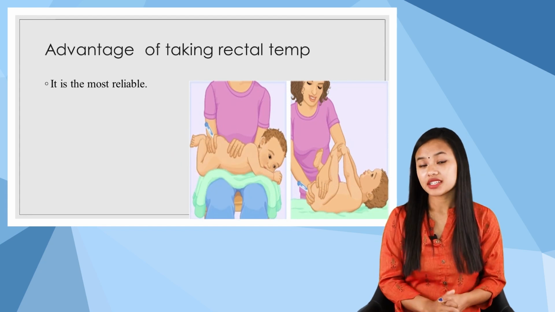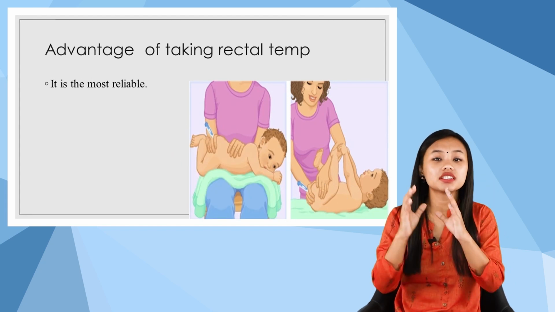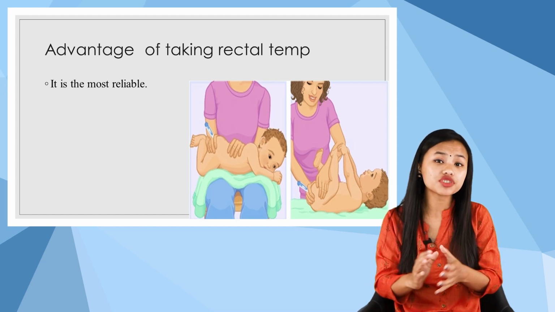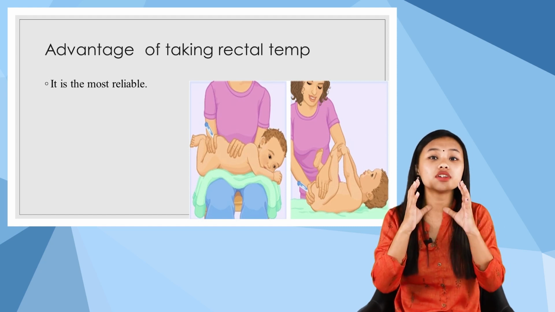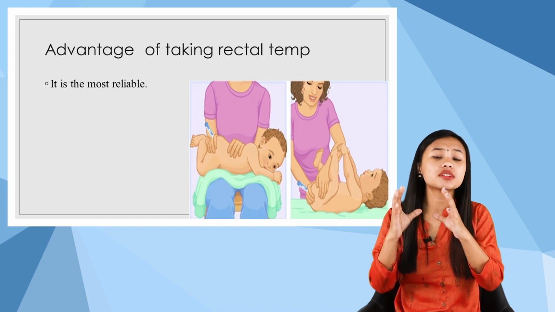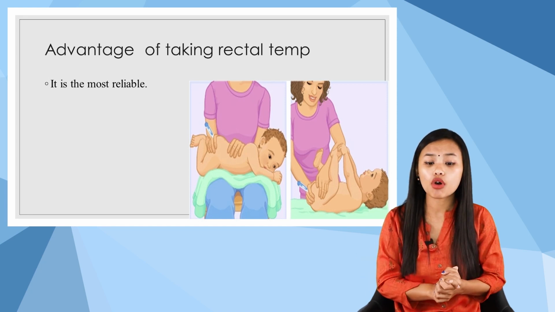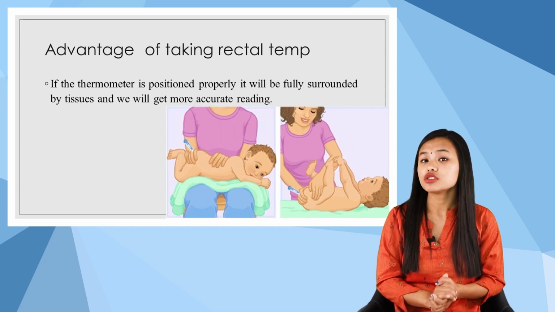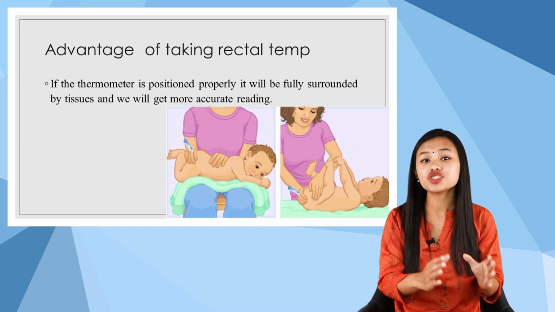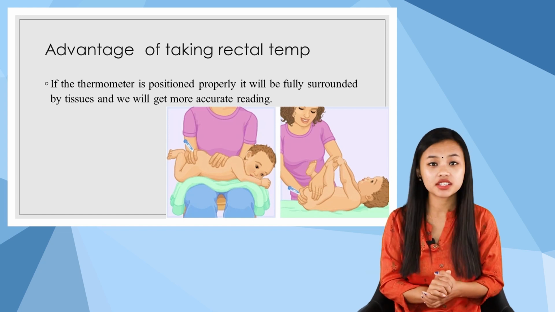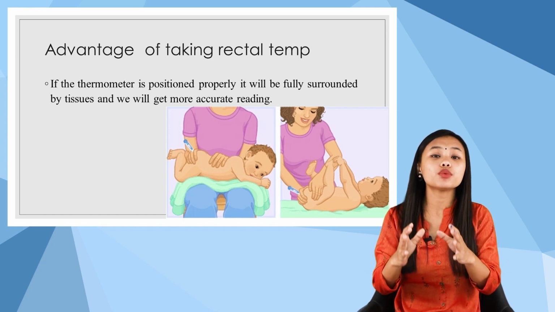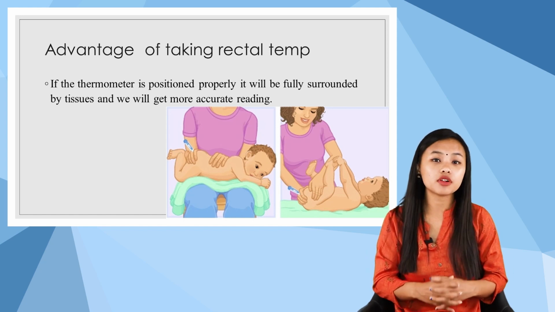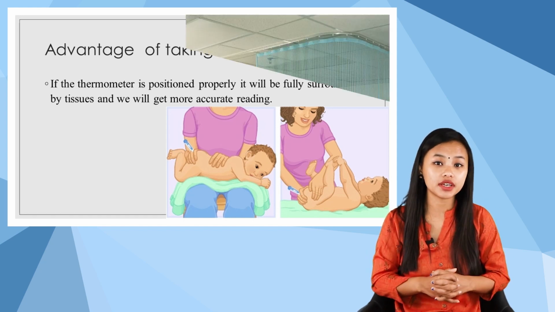Now moving on to the next, that is the advantage of assessing the temperature through the rectal method. This is the most reliable method. Why? Because the rectum has a good supply of blood vessels and is also not influenced by the external air. And if the thermometer is positioned properly while we are assessing the temperature, it will be fully surrounded by the tissues and we will be able to get an accurate reading.